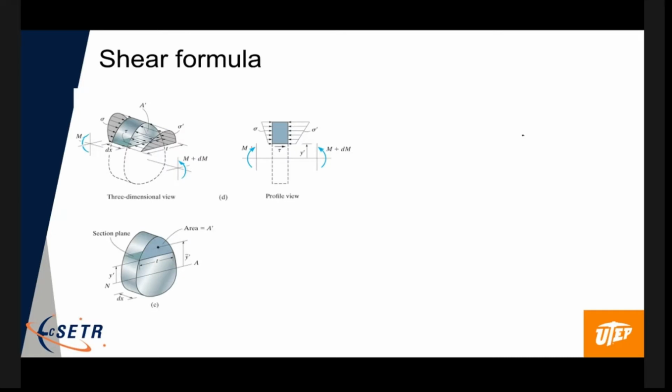So how can we calculate that? What we've got here is a cross section of a beam, with a little differential length dx. And now we have a neutral axis, and we want to look at the shear that happens at a plane a distance y prime from the neutral axis. So we look at the side view in this figure, and that's what's going on here.